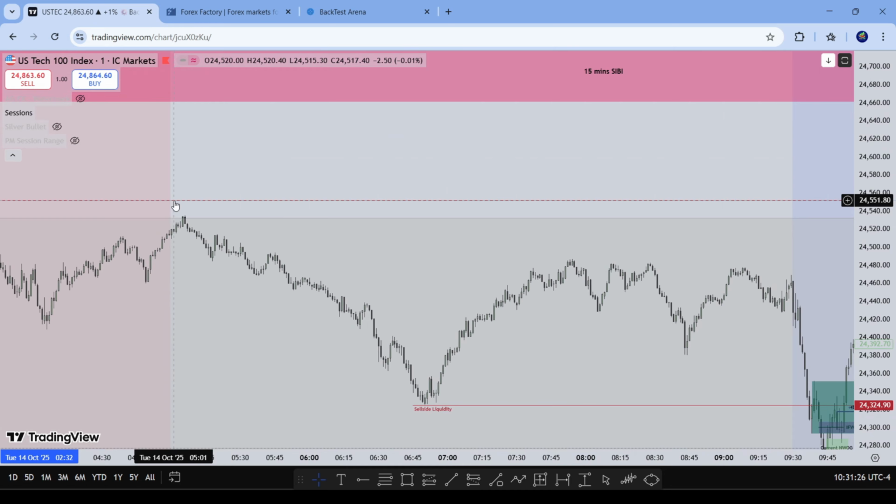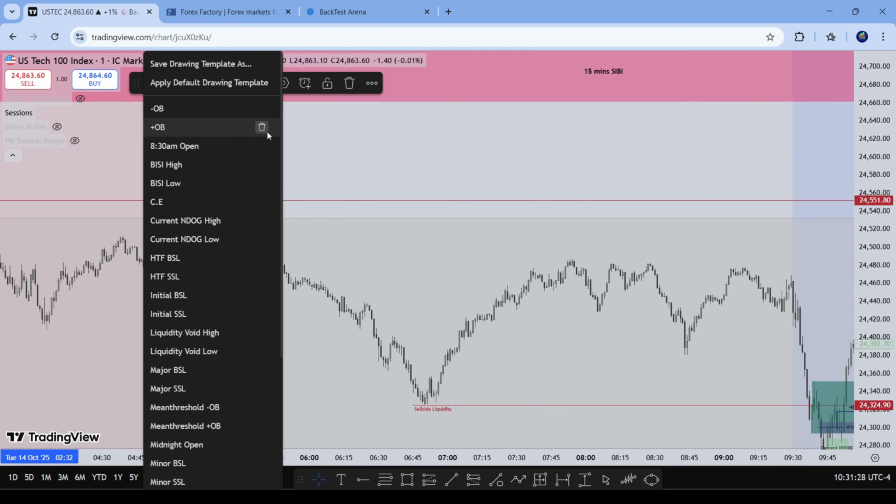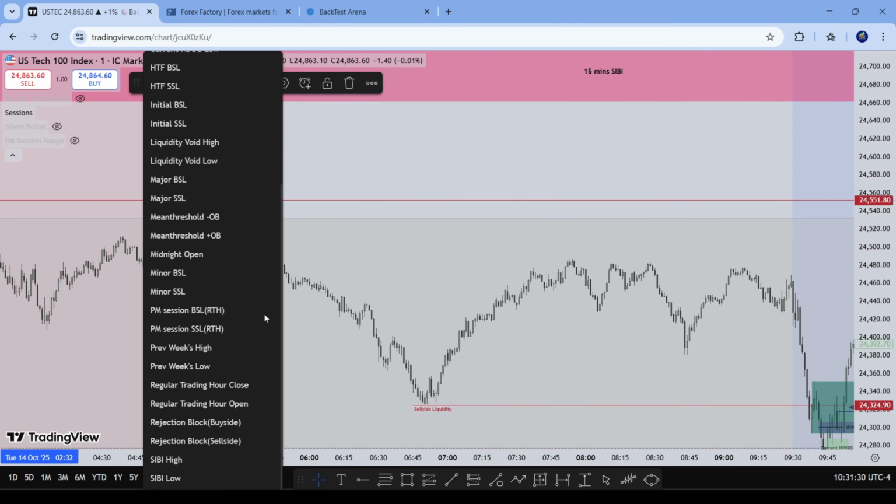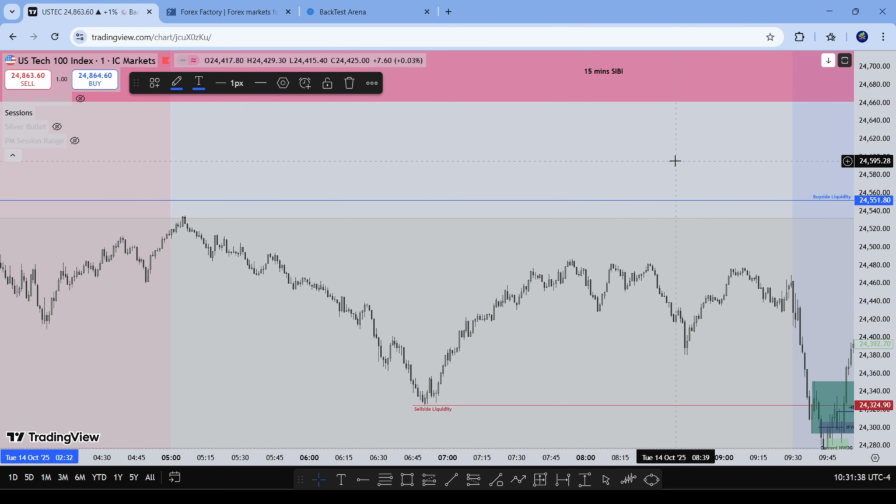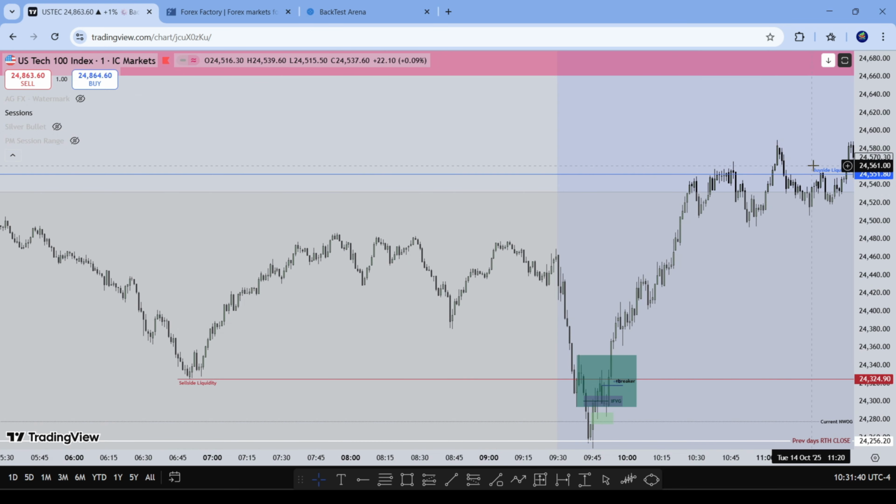Sorry. Because it's a higher time frame buy side liquidity, I can't see it, so I'm just going to go for the HTF buy side liquidity. This is it, the HTF buy side liquidity, so that I can be seeing it from this angle.